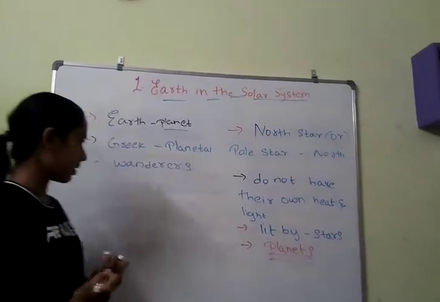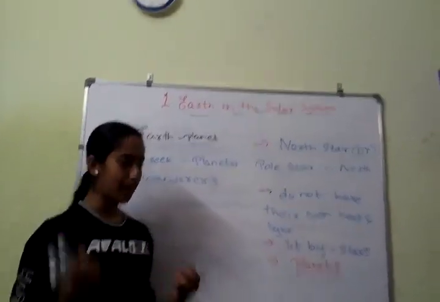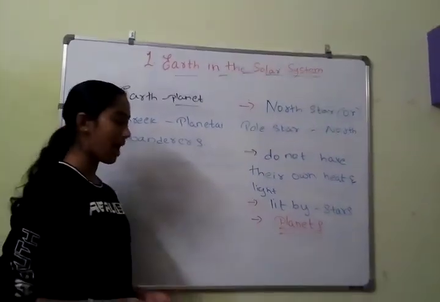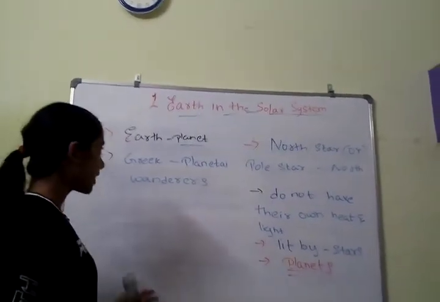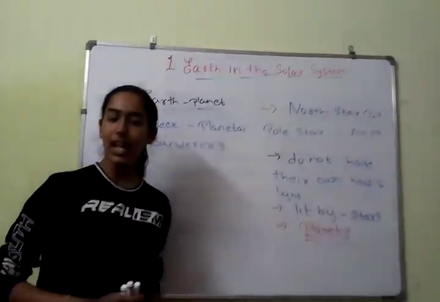So this is about the planets, and like our Earth, there are 8 planets in total which get their heat and light from the sun, and some of them have their moons too. So this is about the introduction of the chapter, The Earth in the Solar System, and thank you for watching my video.